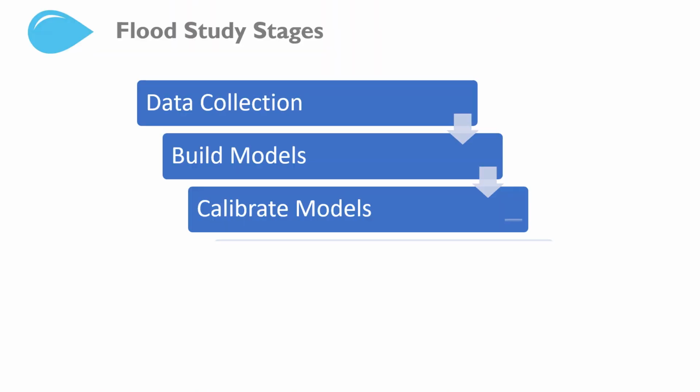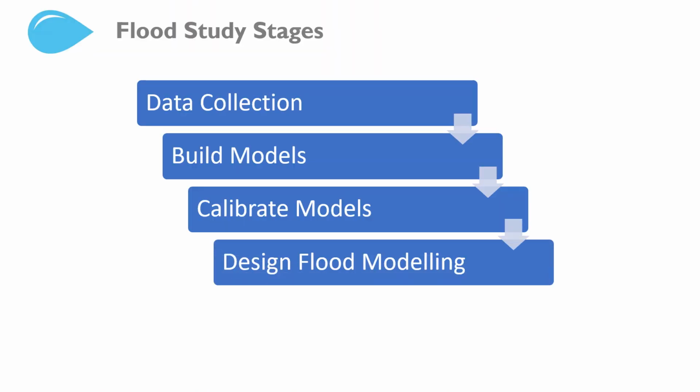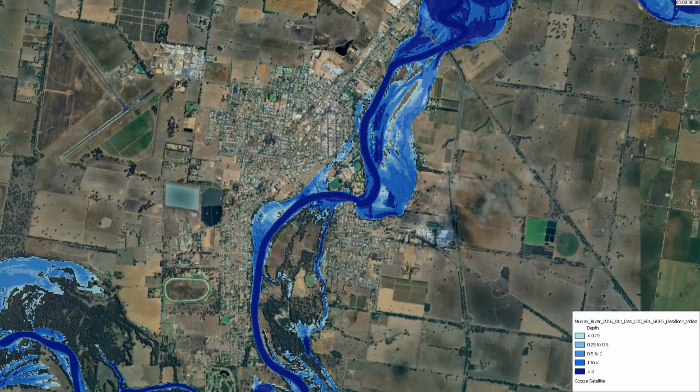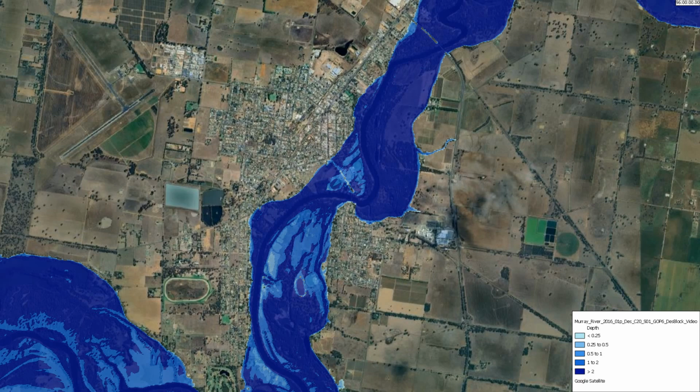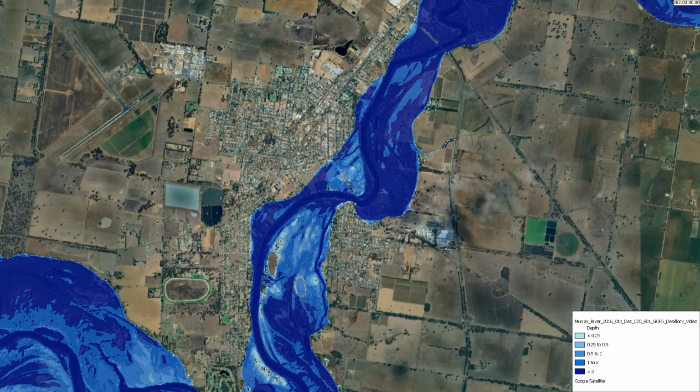The next stage is design flood modeling. Here is where we simulate events with a certain probability of occurring that are used to understand existing flood risk for future planning and development decisions. An animation of 1 in 100 or 1% AEP flood is shown here for the Murray River. This flood has a 1% chance of occurring in any given year.